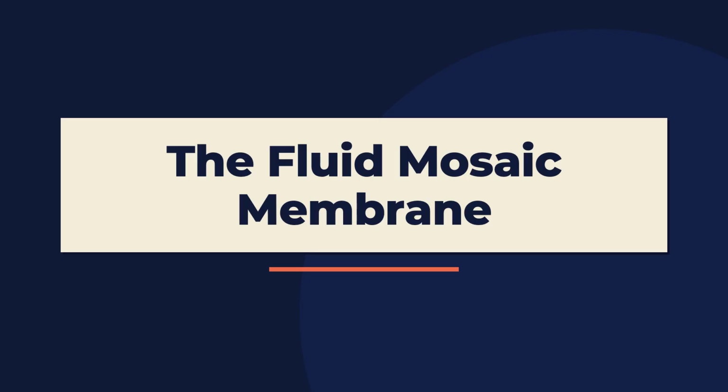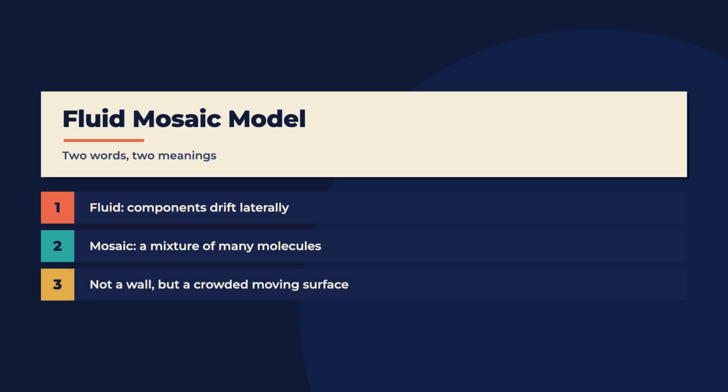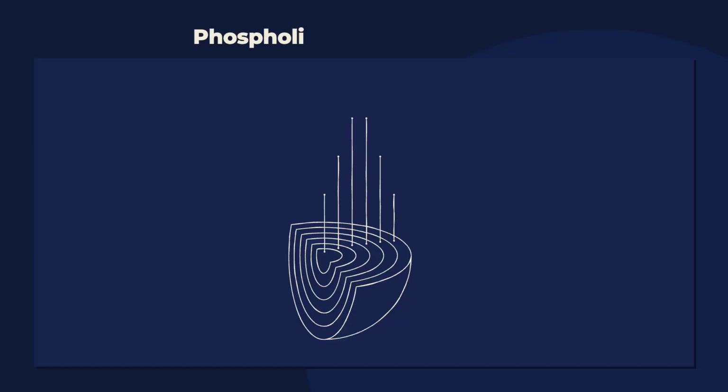To understand what the immune system reads, we need to understand how the membrane itself is constructed. The accepted description is the fluid mosaic model. Fluid means the components drift freely within the plane of the membrane, and mosaic means it's a mixture of many different molecules rather than a uniform sheet.